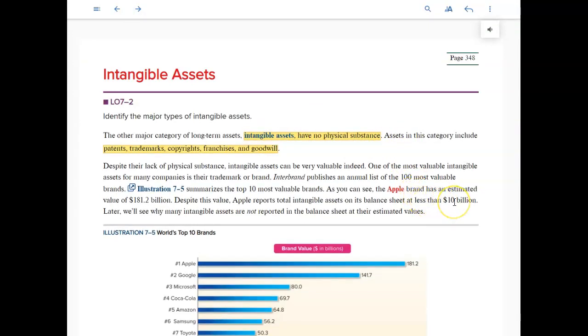Intangible assets. You probably know these are assets that have no physical value: patents, trademarks, copyrights, franchises, goodwill. They have no physical substance, but they do have fair market value.